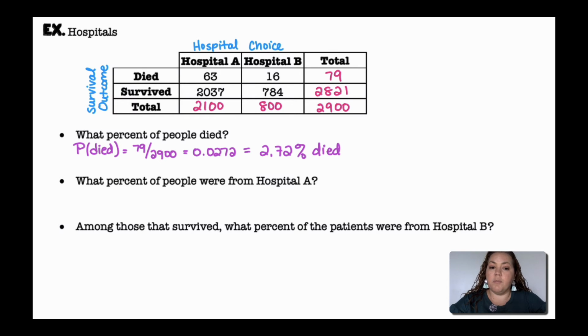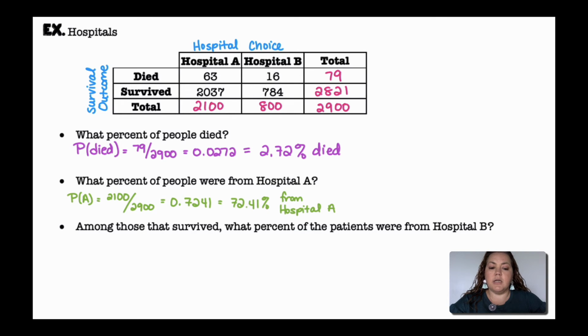What percent of people were from hospital A? So this would be the probability that they're from A is equal to the total number from A, 2,100, divided by the table total of 2,900, gives me 0.7241 or 72.41% from hospital A.